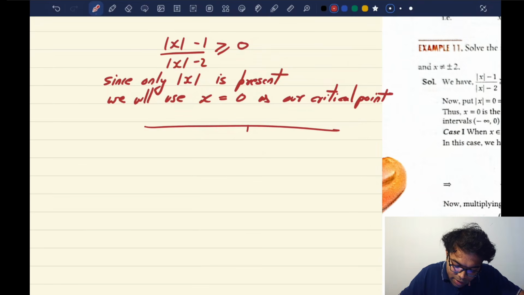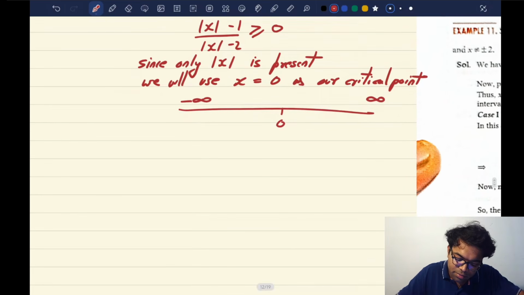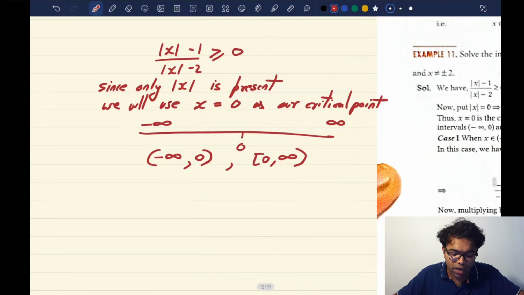Then we'll draw a number line here. This is 0. Now, what are the intervals that you will have? Minus infinity is here and infinity is here. Tell me, Drupad, how will you write down the intervals? Open bracket minus infinity to 0, and the second interval will be closed bracket 0 to infinity. Now these are the two intervals for which we have to check.